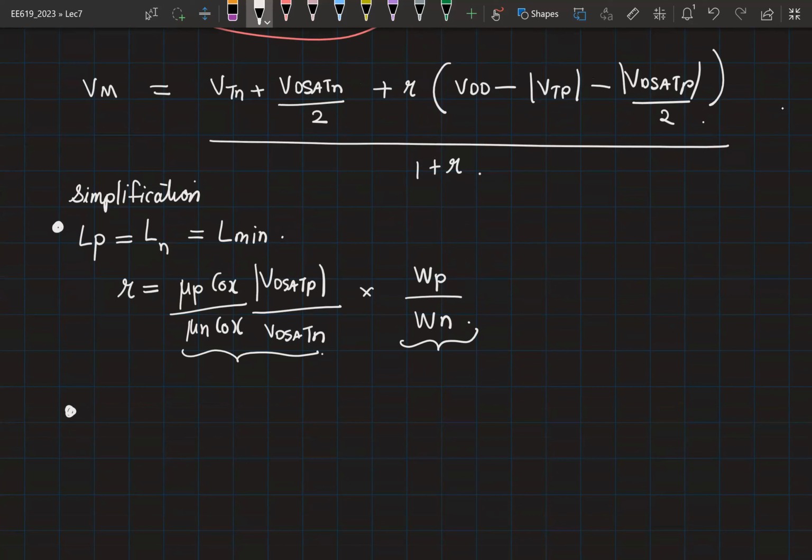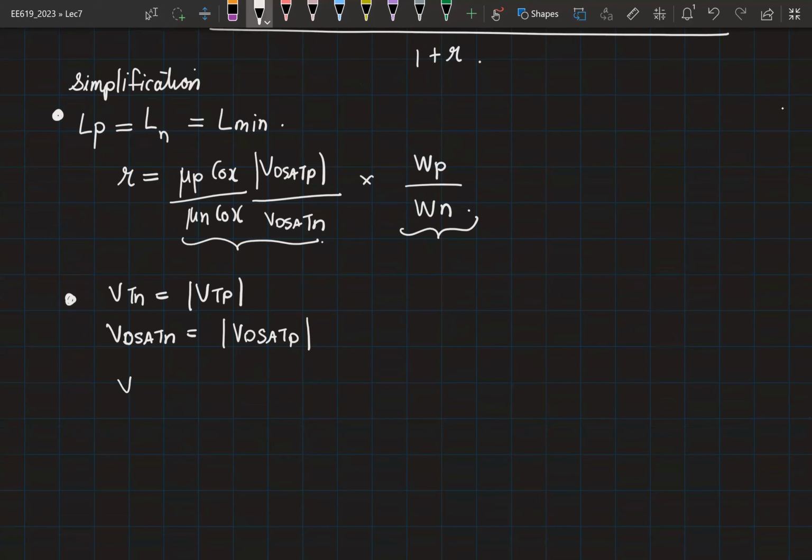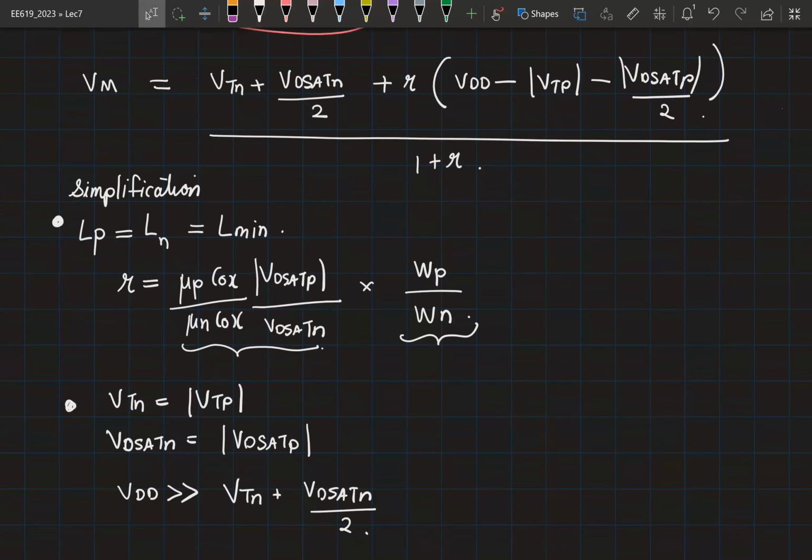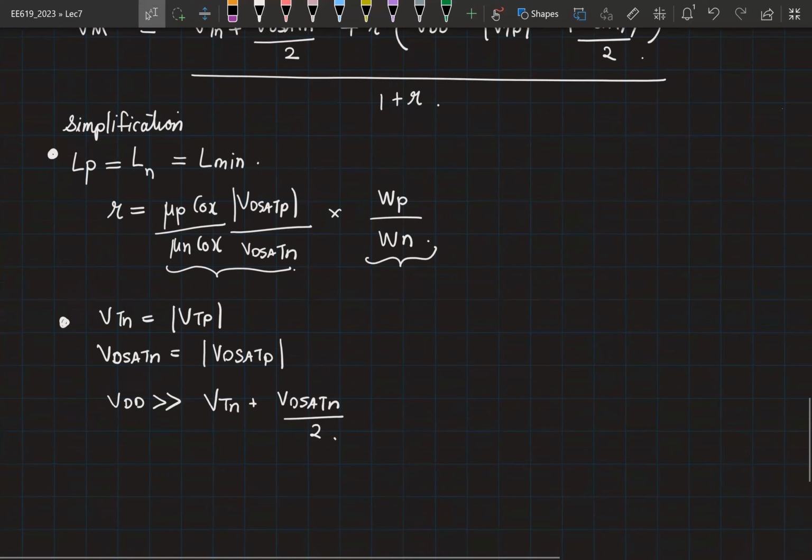Now next we are going to assume that the properties of the NMOS and PMOS are symmetric, meaning VTN is equal to mod VTP and VD sat n equal to mod VD sat P. We will also assume that the supply voltage is much, much greater than VTN plus VD sat n by 2. So can you simplify the equation based on these assumptions? Retain R as it is in the expression, but tell me what is the value of Vm?